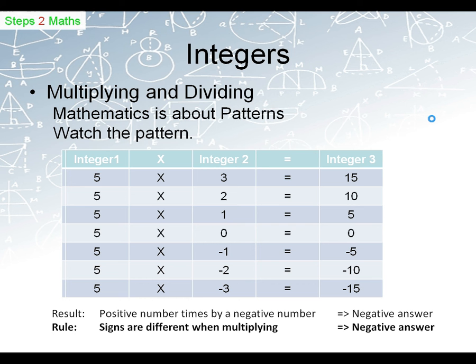Okay, so when the signs are different, you get a negative answer, because remember, multiplying is commutative. Commute meaning to switch places. So 5 times -3 is -15. -3 times 5 is -15. So a positive by a negative will give you a negative answer. If the signs are different, you'll get a negative answer.